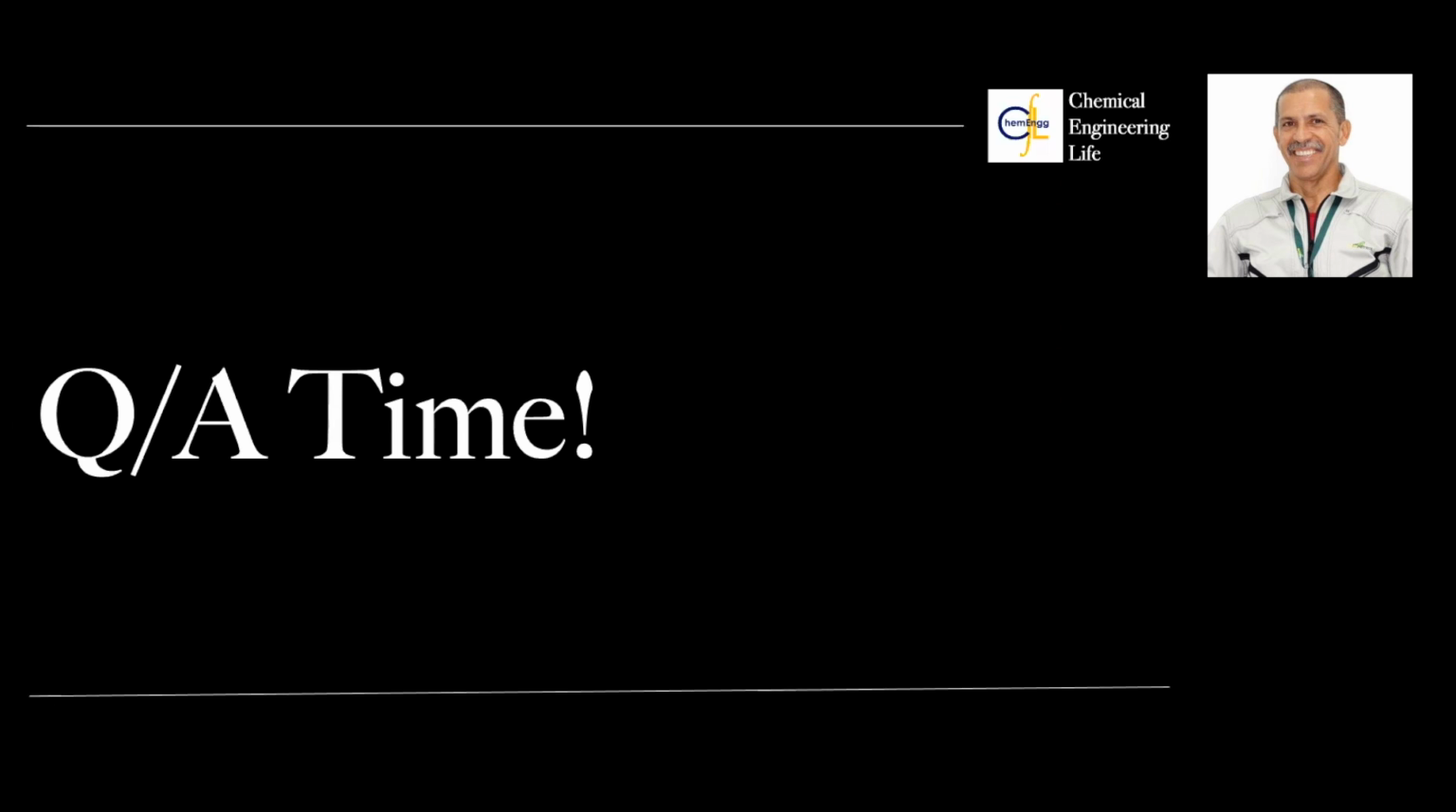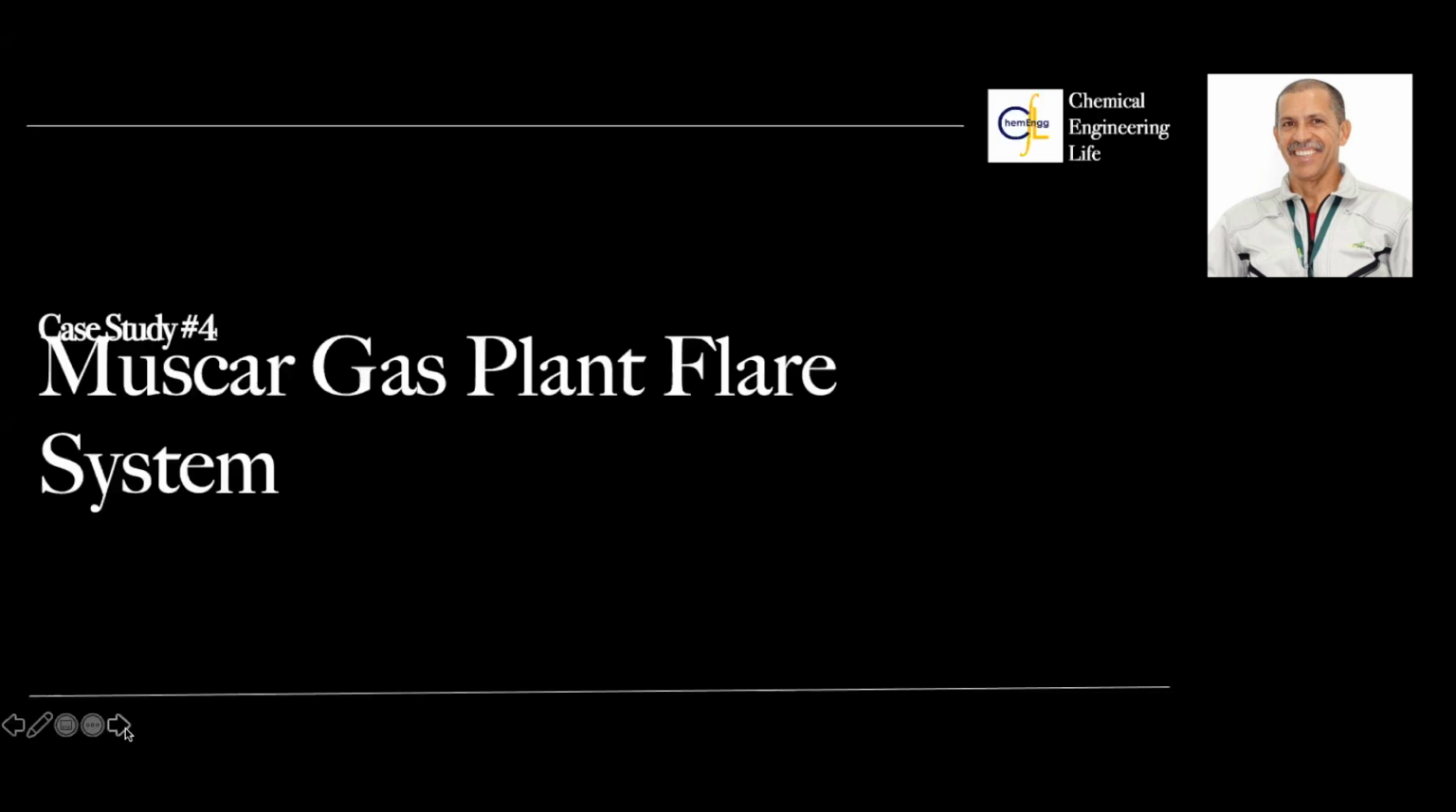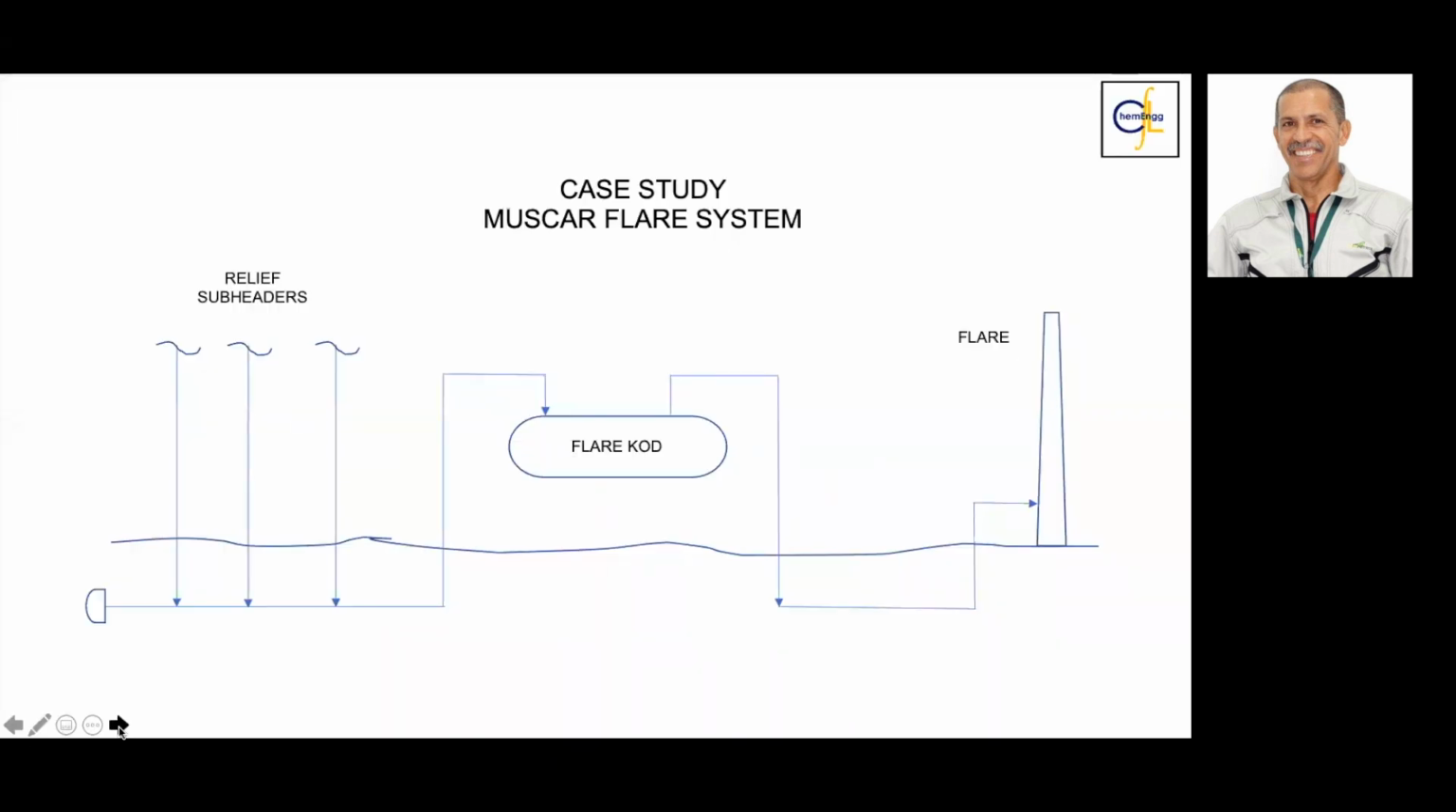In which system? Muscar gas plant flare. You mean the one of the Muscar plant? So why was the flare header designed to go underground and not overhead above the ground? No, because as I told you, it's an old plant. They didn't care about that, and then they built the plant like this.